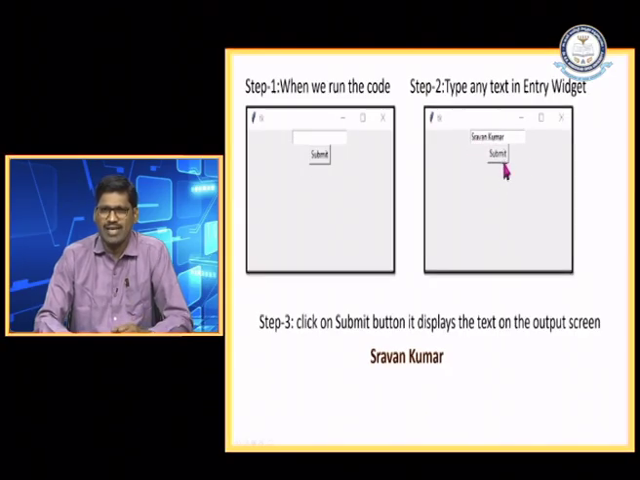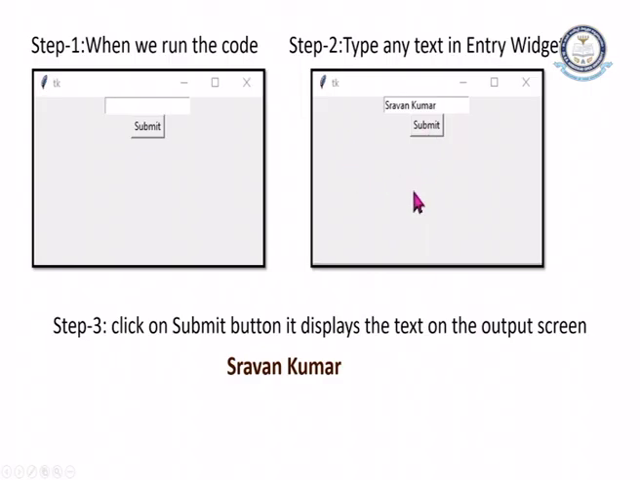After that I clicked on the submit button. After entering the value, click on the submit button. Then you will get the output, what you entered you will get as an output. If you enter your name and click on the submit button, you will get that name as an output. So this is how to create an entry widget, and with the help of this submit button we are calling the function. Within the function we are getting the text that was entered by the user.